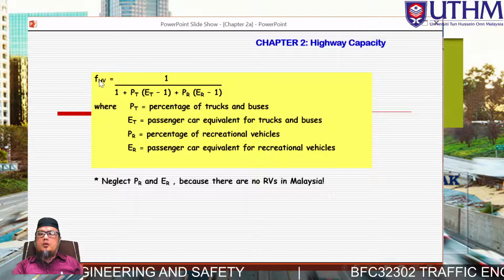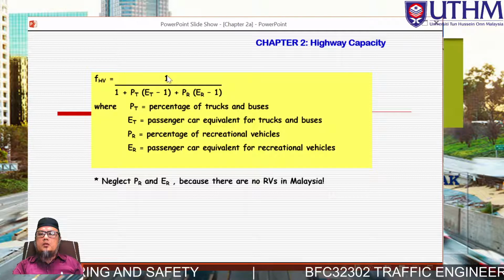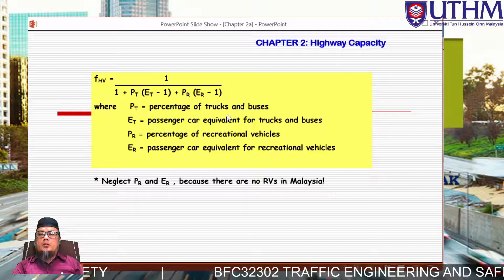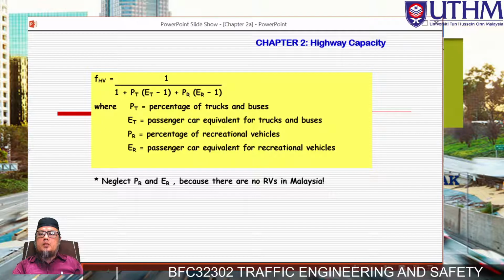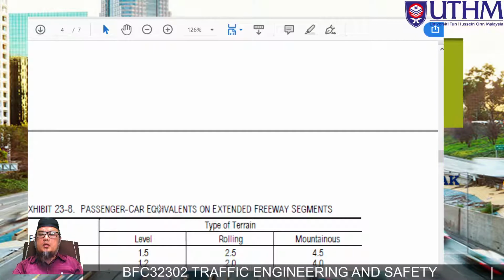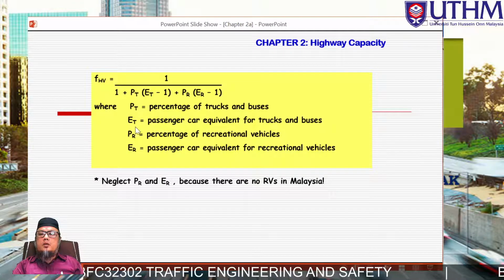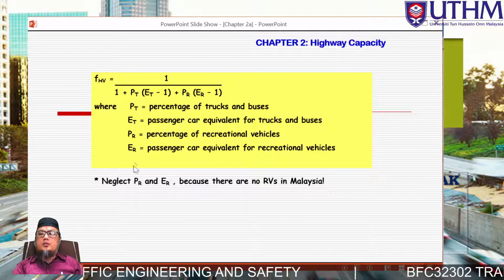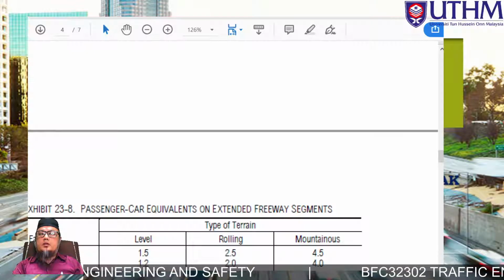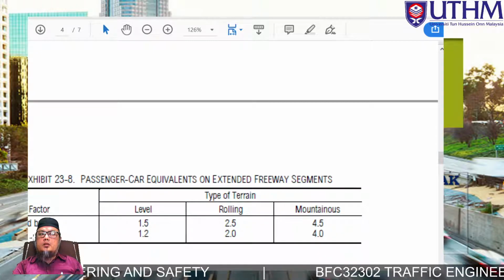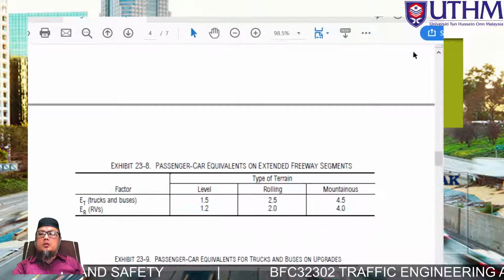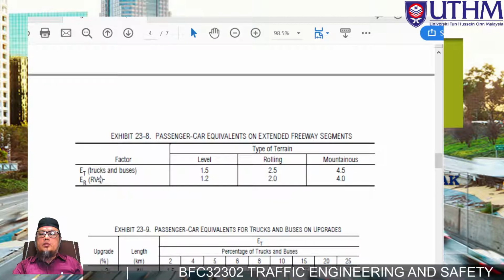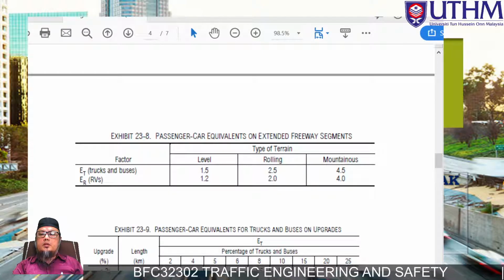Okay, to calculate the factor for heavy vehicles, we have this formula: 1 divided by 1 plus PT, the percent of trucks and buses, times (ET minus 1), with the ET value from this particular table. PR is for recreational vehicles, with the ER value for recreational vehicles. This value is considered for trucks and buses, and this one for recreational vehicles.